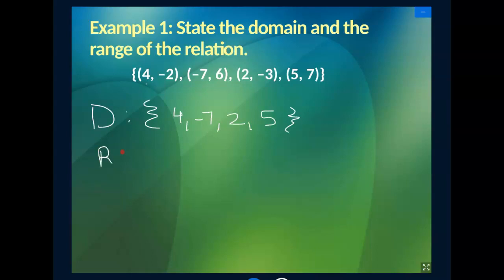The range are the y values. So -2, 6, -3, and 7. The order you put them doesn't matter. I have a tendency, except from this example, to write them from least to greatest. Doesn't matter.